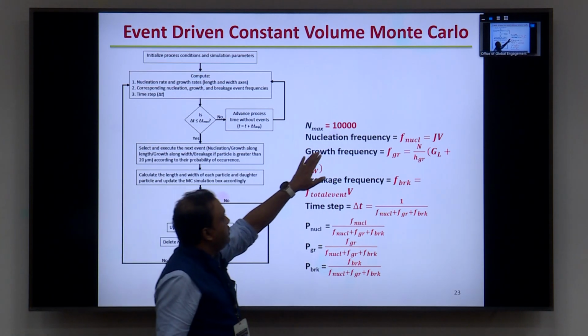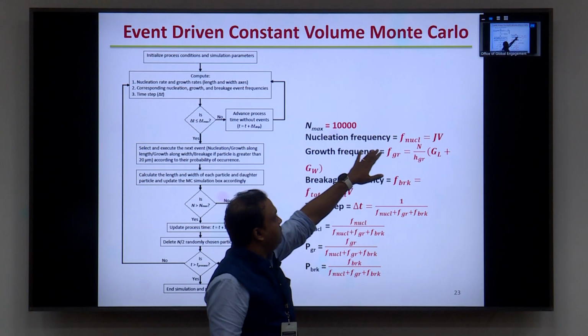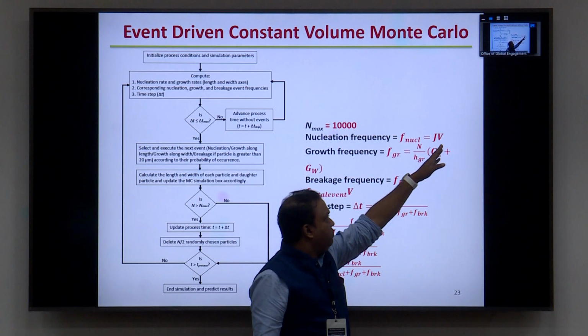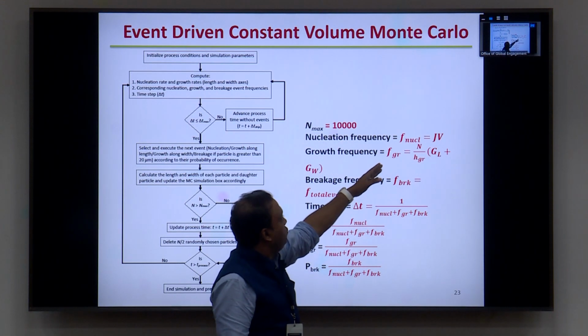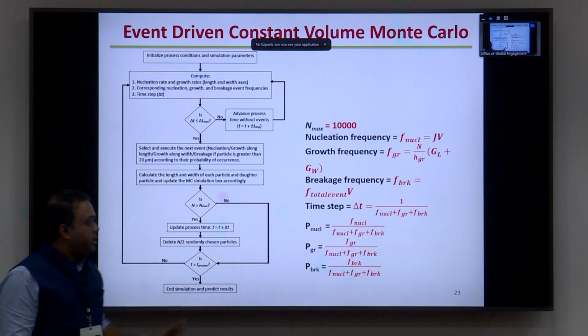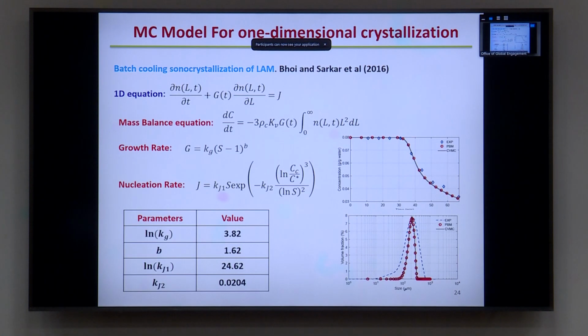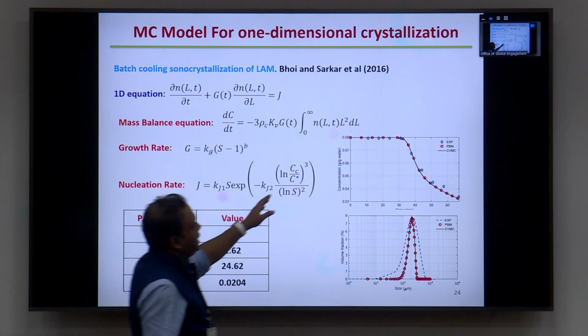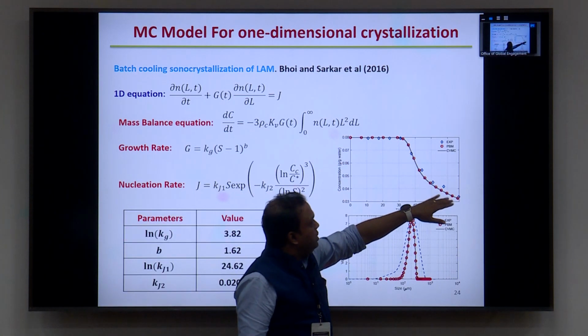Here we have used the nucleation frequency as nucleation rate times volume of the system. F growth is taken as this, and the probabilities of nucleation, growth and breakage are taken as this. Now this Monte Carlo model is used to validate one-dimensional crystallization, where we see it's perfectly matching with the system.